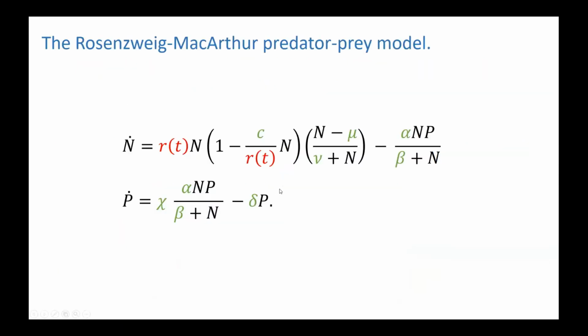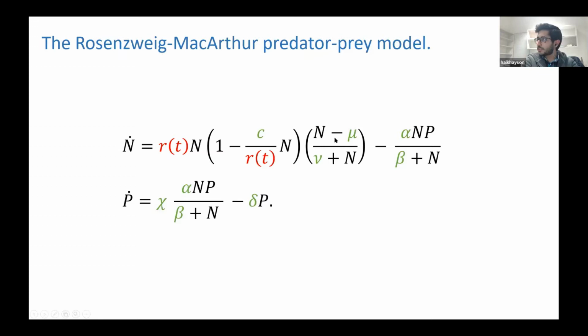So as an example of a cyclic system, I'm going to look into the Rosenzweig-MacArthur predator-prey model, which is, as you can see here, two nonlinear ODEs that represent the change in time of the density of prey and predator. So the density of prey is given by N, the density of predator is given by P. In the prey equation, you can see that it consists of logistic growth and a functional response, which represents the interaction between prey and the predator.